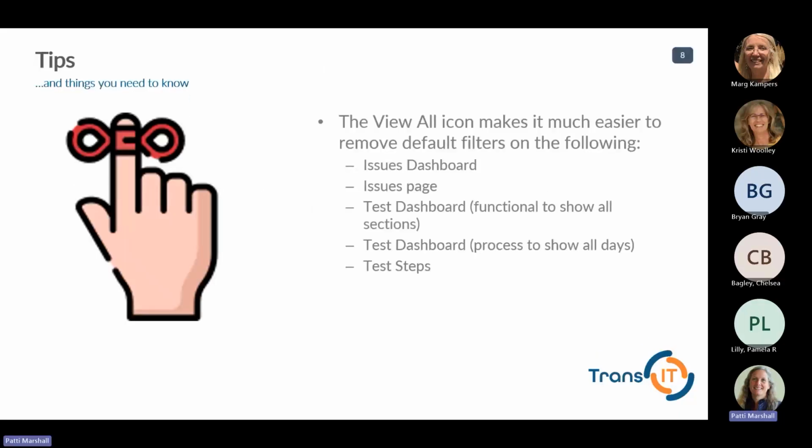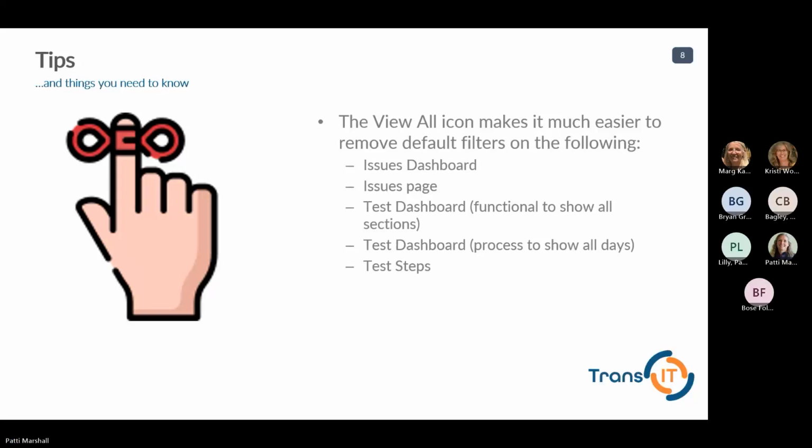And then the tip of the month I'll show you, and this one was an interesting one because a lot of people, even at Make, didn't really know we had this, which is there's a teal icon that's got some white markings in it that's on several pages now, and it's on the issue dashboard, the issue page, the test dashboard, both for functional and process-based tests, and the test steps. And when you click that icon, what it does is remove the filters.